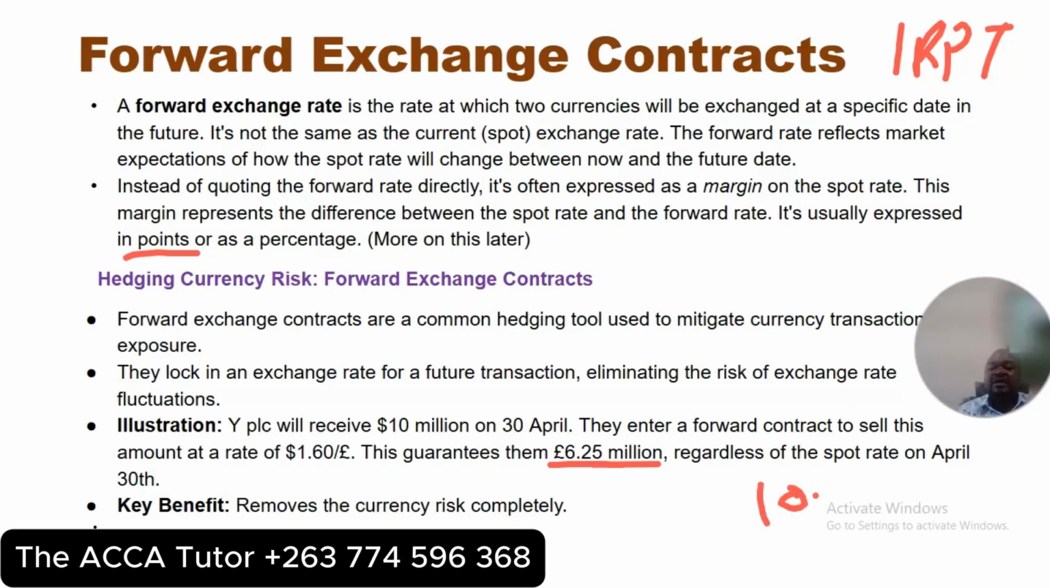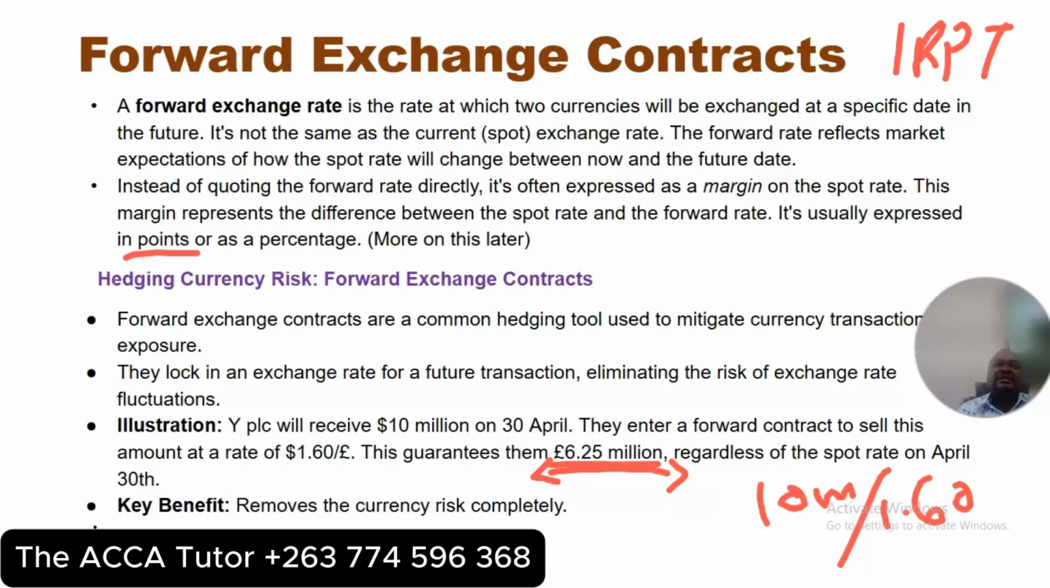So if we say 10 million divided by 1.60, all right, let me use my calculator here. Right, 10 million divided by 1.6, that's 6.25 million. All right, so this removes the currency risk completely. Why? Because we have guaranteed ourselves that come what may, we are going to get this amount.